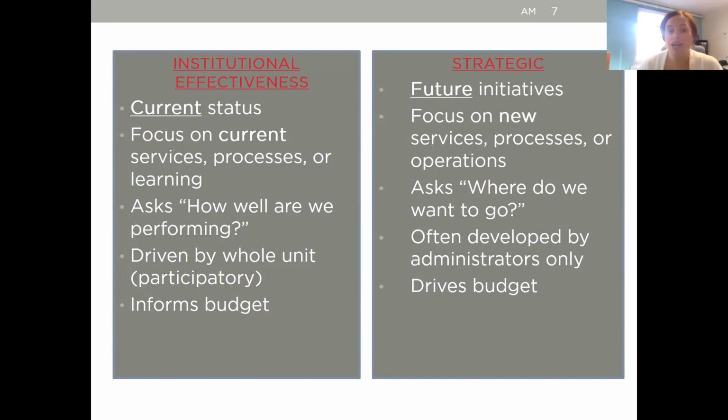So when you talk about IE outcomes, you're focusing on your current services and processes. And when you're talking about strategic planning, it's aspirational. Where do we want to go? How are we building toward that?